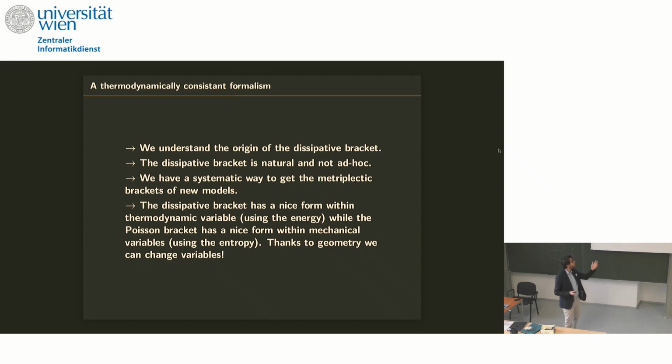And in particular, in thermodynamics, energy is a usual conserved quantity, so you want to use energy as a variable. But when you are doing dynamics, you don't want to use energy as a variable. You rather want to use entropy, which is a conserved quantity for the dynamical part. So there are two sets of variables: a set in which the dynamical part is simple to write, where you get the canonical bracket, and a set where the dissipative part is easy to write, where you get a very simple form for the bracket.